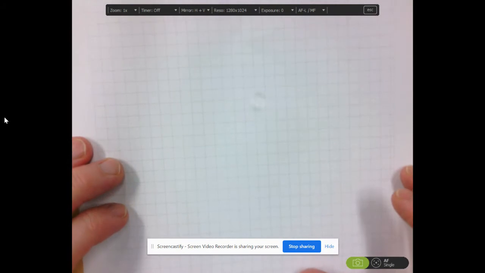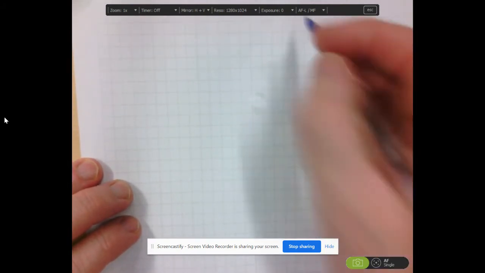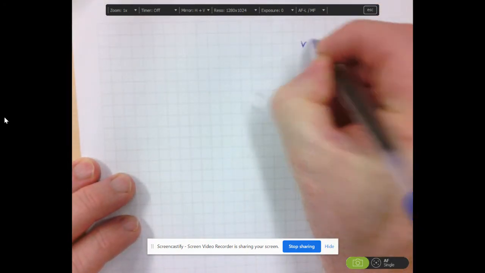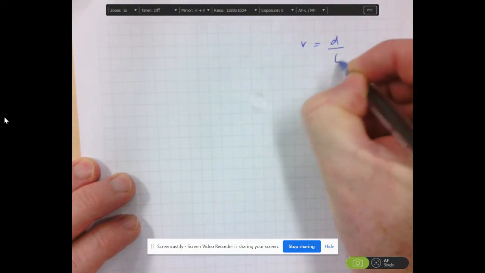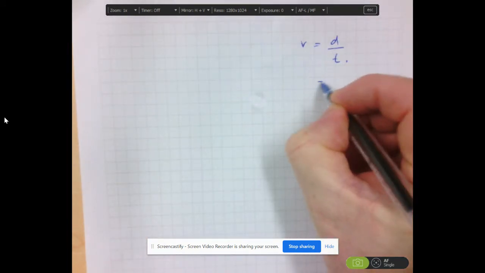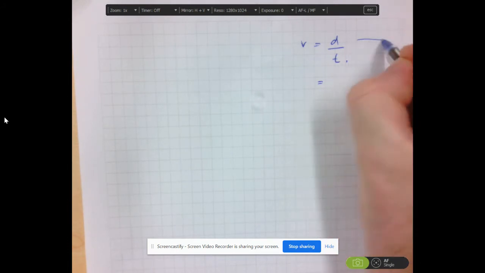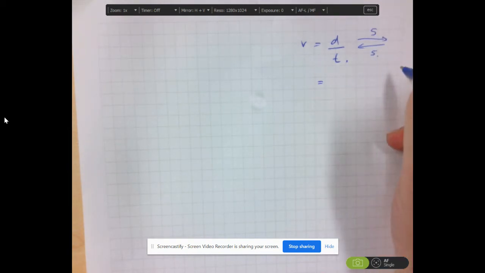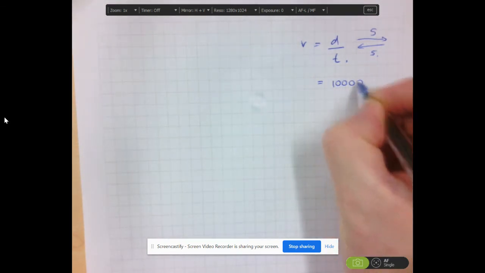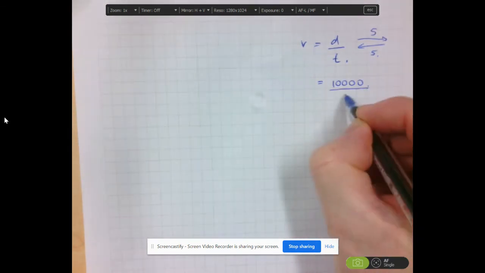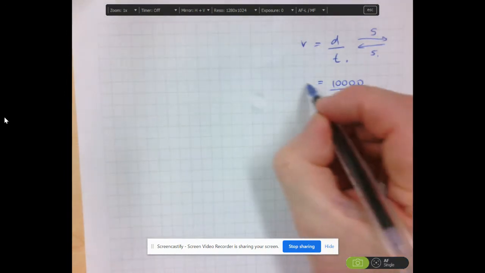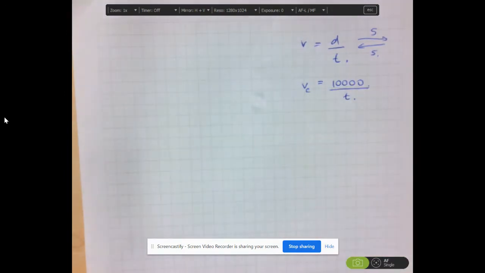To calculate the speed of light, we need velocity equal to distance over time. The distance here will be 5 kilometres forward and 5 back, so it's 10 kilometres in this Fizeau experiment. So this is 10,000 metres divided by t, which is what we need to calculate. And this velocity will be the speed of light.